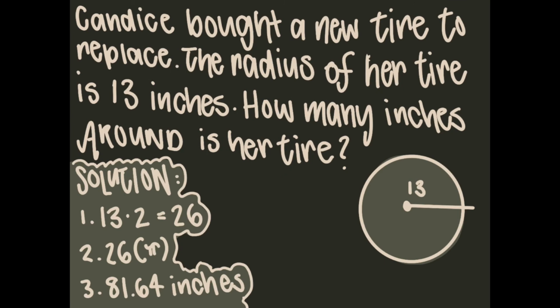The solution would be 81.64 inches. As you can see, the formula is 2 pi r. So, 13 times 2 is 26, and then multiply it with pi, which gets you the circumference.